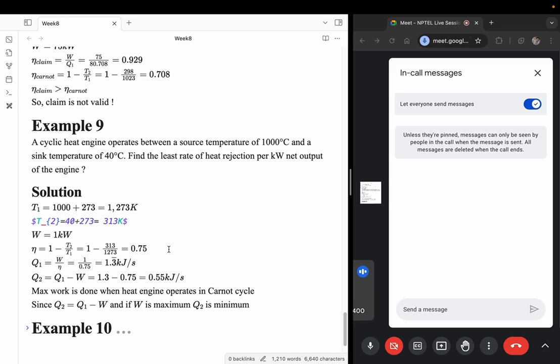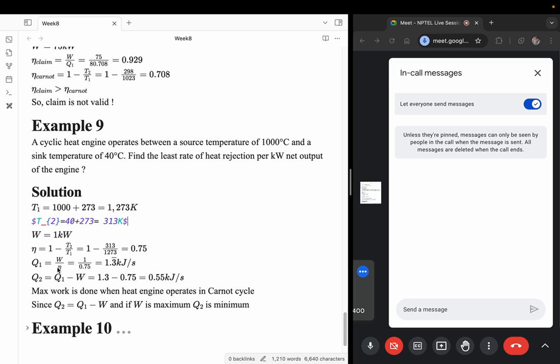With this, you calculate the efficiency first, and Q1 is defined as W by eta. So from there, you get the heat from the source. Once you have the source heat, the heat rejected to the sink can be calculated as the source heat minus work done. That gives you a value of 0.5 kilojoule per second. And why is this called the minimum? Because, just as we said, eta will be maximum in the case of the Carnot cycle. So if eta is maximum, Q1 will be minimum. And since Q2 and Q1 are directly related, Q2 will be minimum.